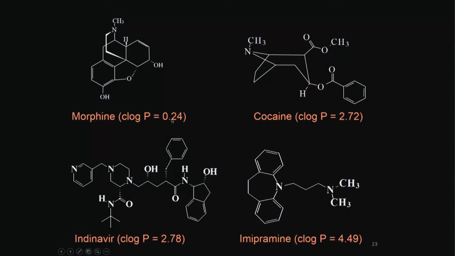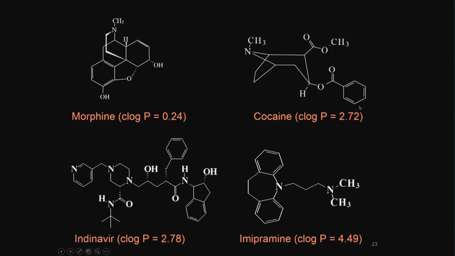If the log P is very low, it is highly hydrophilic, it might not cross the barrier, so it may be given in the form of IV. Look at this, morphine, very low log P, highly hydrophilic. You have so many OH groups here, okay, nitrogen, so it is always given as IV. As I said, C or M, they are all using different softwares actually.